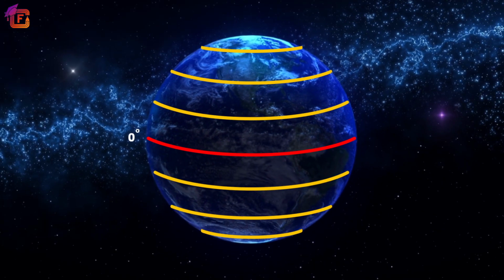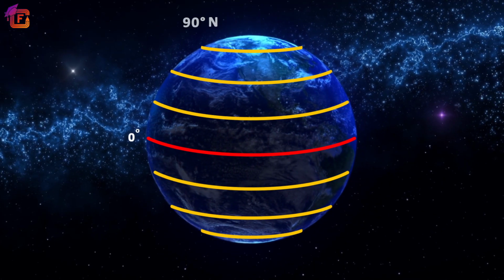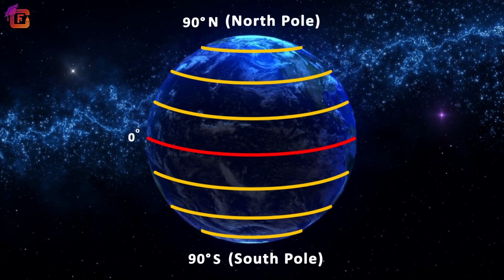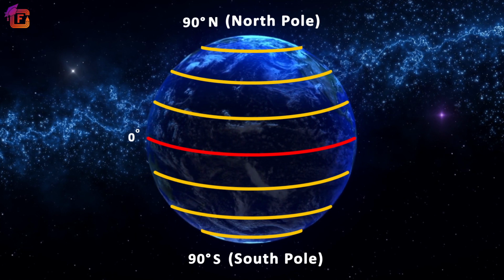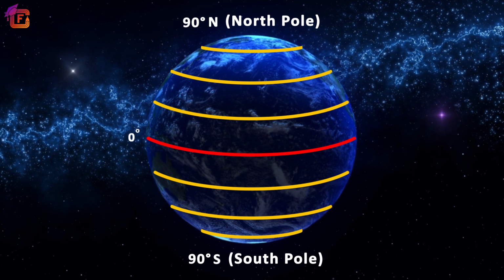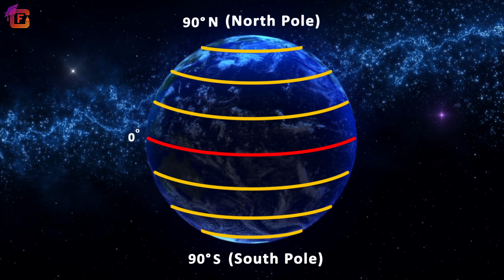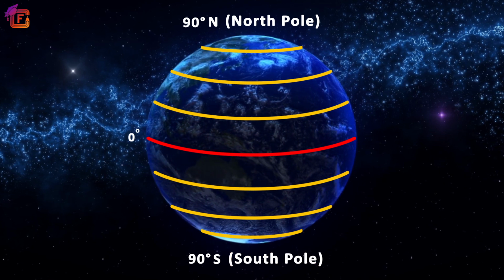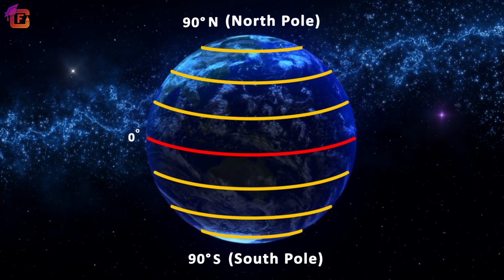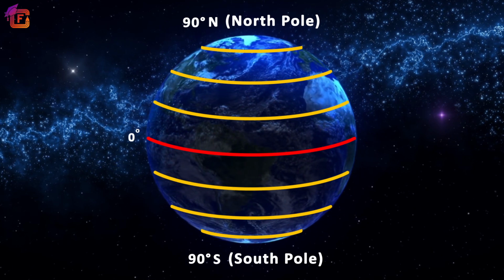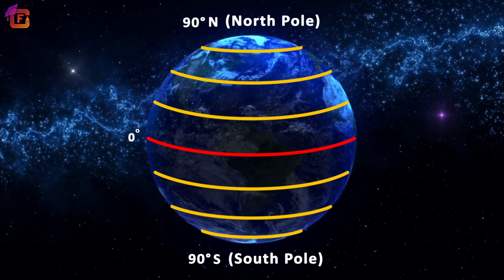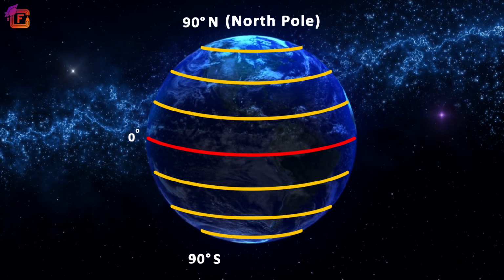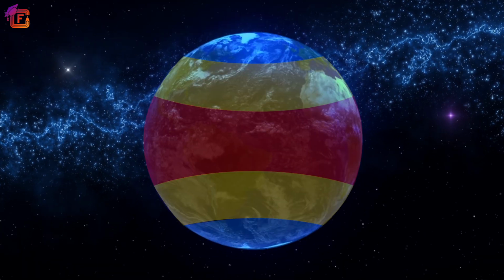The poles are just points and measure 90 degrees north, that is North Pole, and 90 degrees south, that is South Pole. Letter N for north and S for south is added to indicate whether a place is in the northern or southern hemisphere. Well, all parts of the earth do not receive an equal amount of sunshine as it is tilted on its axis. Some places receive maximum sunshine whereas others receive less sunshine. Thus, there are 7 major lines of latitude.